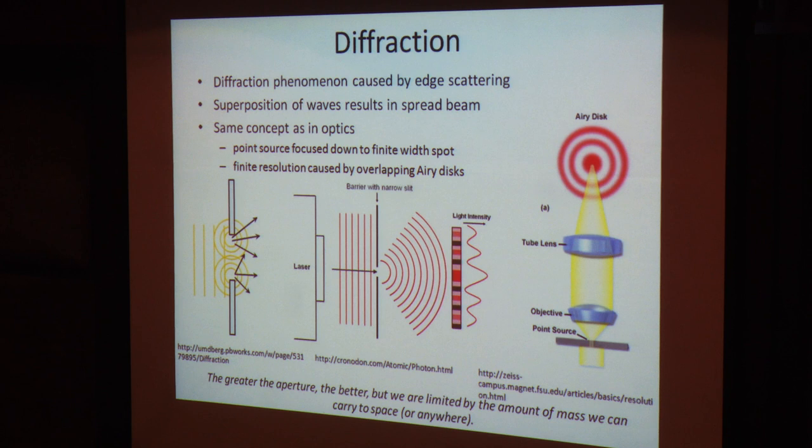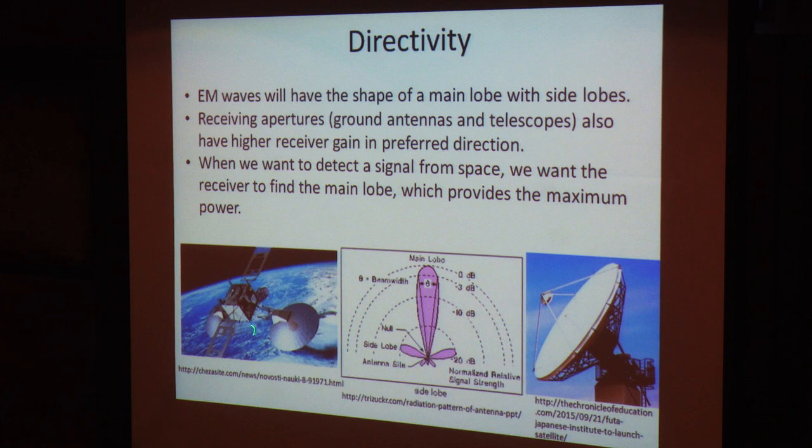So the concept of directivity in RF is essentially the same thing. When EM waves are emitted from antennas, they end up having a characteristic antenna pattern, and you end up with a main lobe where the power is focused in a certain direction. And then the receivers also have sensitivity that's directional; they're more sensitive to receiving signals in certain directions. So basically, what I'm trying to say here is the signals have to align when you're actually trying to transmit.